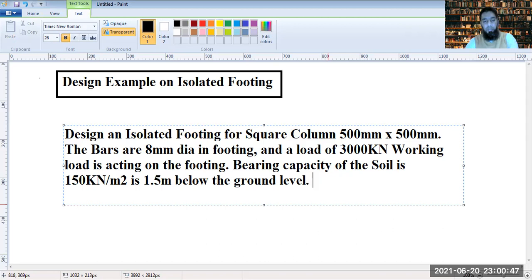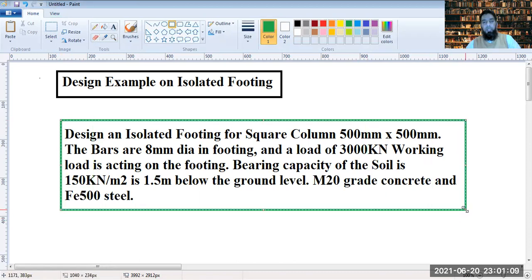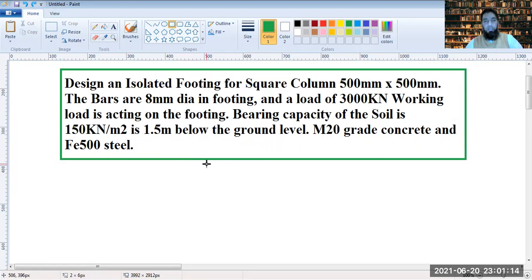We're going to design this footing in M20 grade concrete, and we're also going to use Fe415 steel, Fe500 steel. So this is the question. We have to design an isolated footing for a square column. Now, some other information: if you have a square column, you would normally go for a square footing.